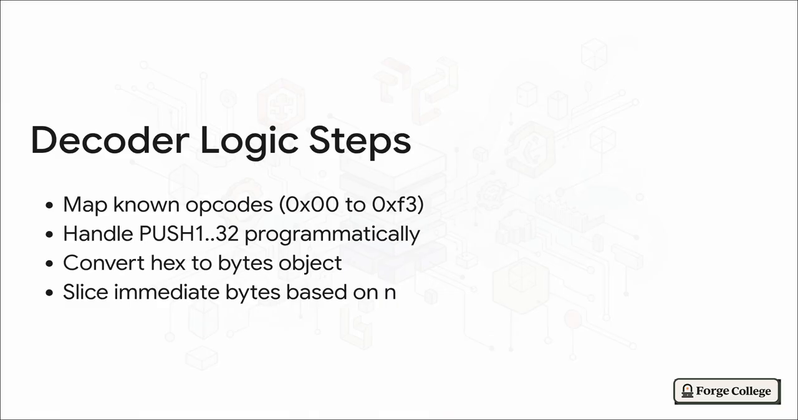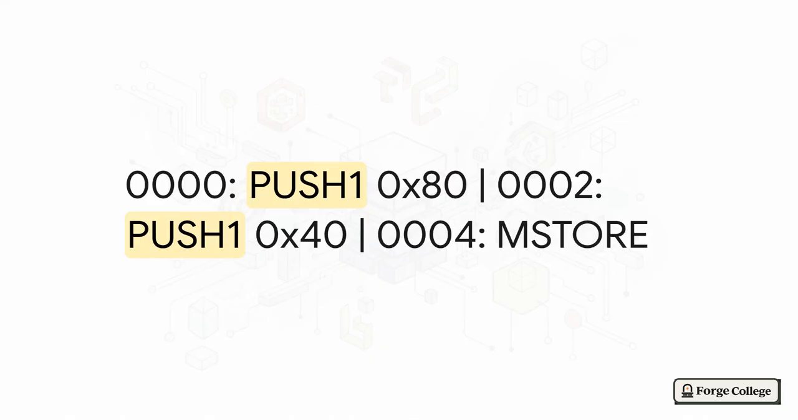Third, we convert our hex string to a Python bytes object. This is vital because it prevents those nasty off by 1 errors when we slice the data. Finally, our main loop simply reads the current byte to decide if immediate bytes follow. If it's a push n, we slice n bytes as data and just advance the program counter. And this brilliantly illustrates what happens when you run that decoder against our cat on a keyboard hex string from earlier. Look at this beautifully clean output.